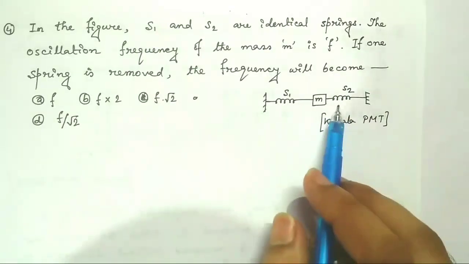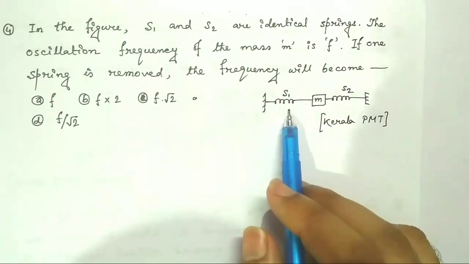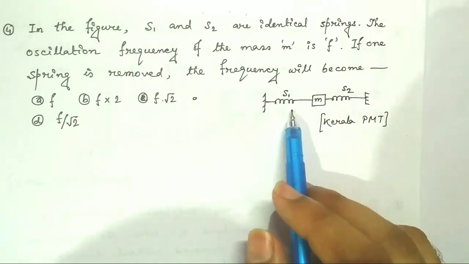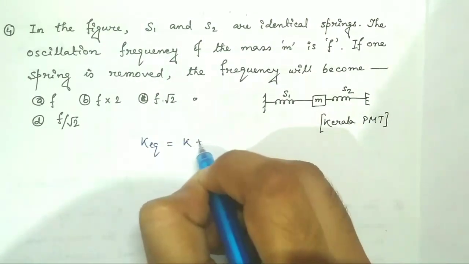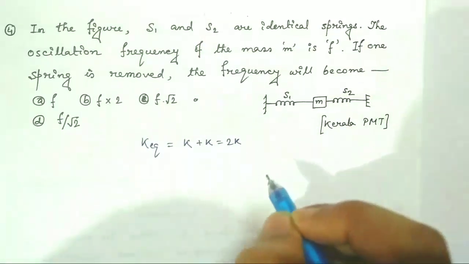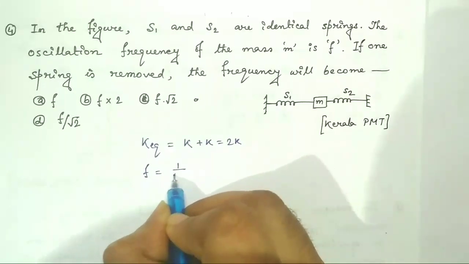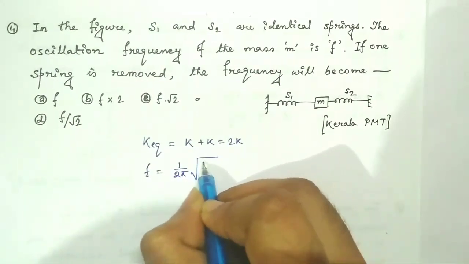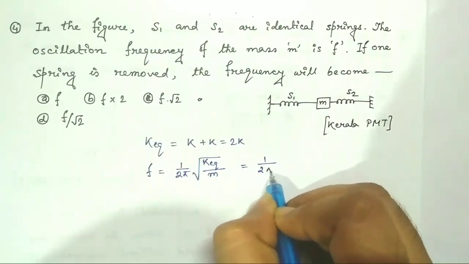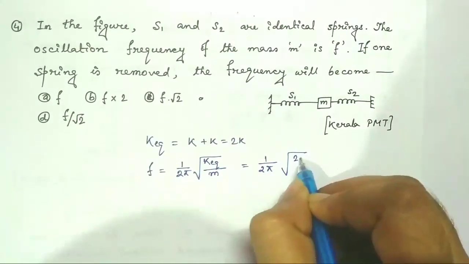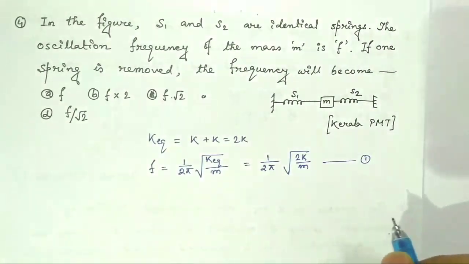See, these two springs S1 and S2 of force constant K are connected in parallel combination. So, the equivalent force constant will be K equivalent. This is equal to K plus K, that is 2K. In case of frequency, we know the formula, frequency equal to 1 by 2 pi root under K equivalent by m, that is 1 by 2 pi root over of 2K by m. This is my equation number 1.